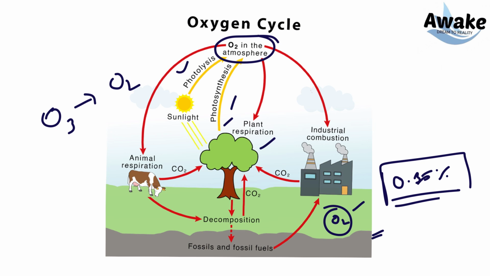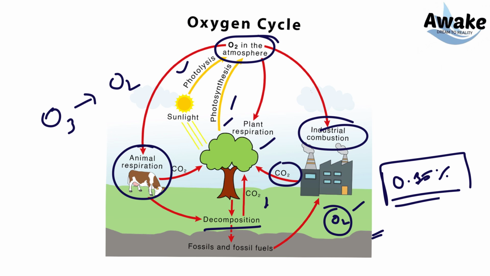See, plants need carbon dioxide, right? The major sources of carbon dioxide are animal respiration, and the decomposition process also releases carbon dioxide. Industrial combustion also releases carbon dioxide. Using these resources, they will produce the oxygen. This free oxygen is very much needed for animal respiration and the decomposition process. In the decomposition process, some aerobic bacteria utilize the oxygen for the decomposition. Industrial combustion also requires oxygen. This is how the oxygen cycle is taking place.